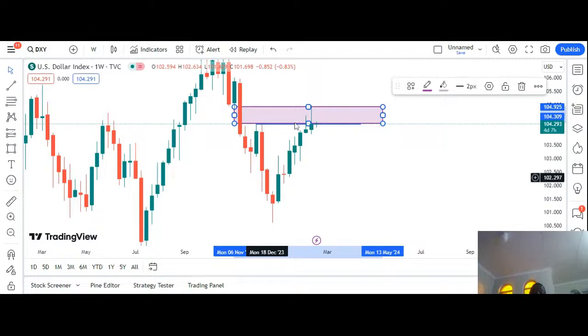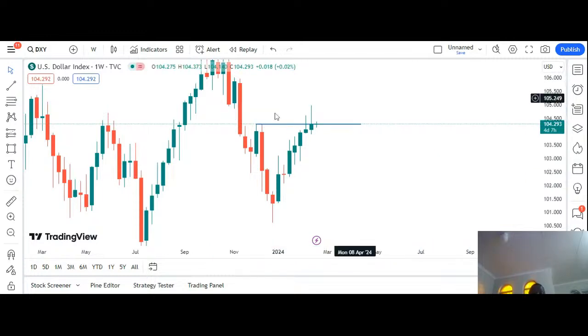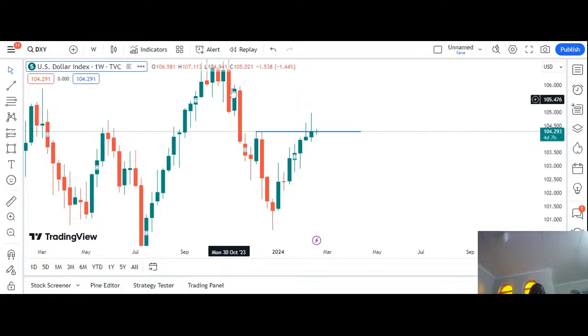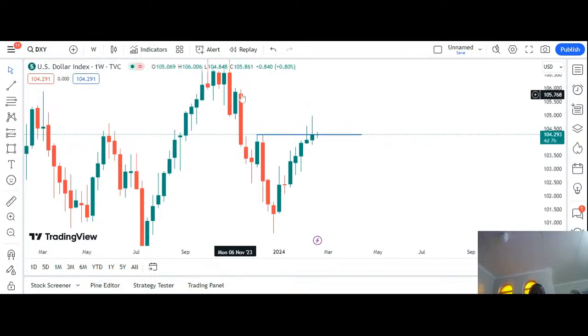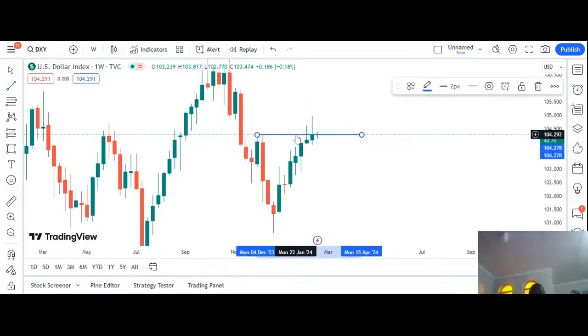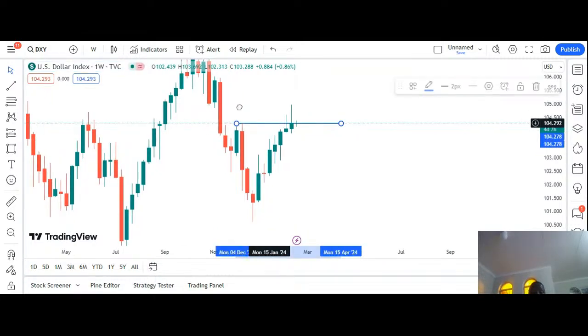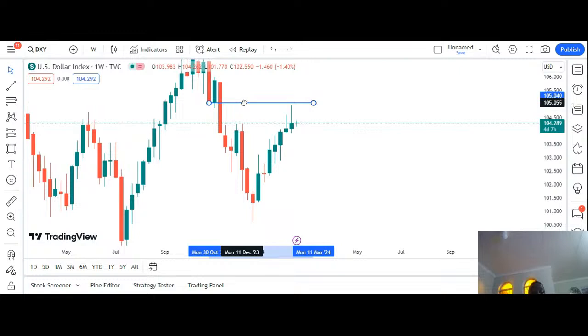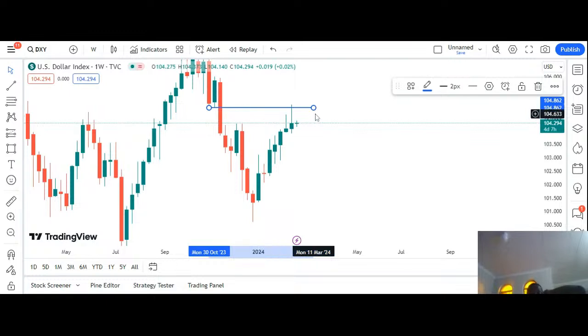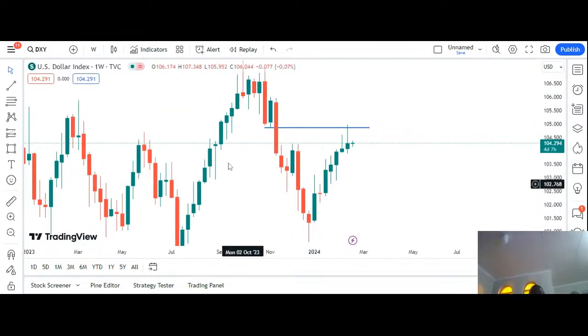So price shot up, bounced at this fair value gap, but also take your attention to this bearish order block over here. Price also bounced at this order block right here. Even though it failed to get to the opening of that, it basically bounced at that level, also respecting this fair value gap.